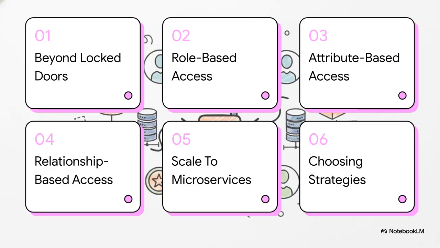Okay, here's our agenda for this explainer. First, Section 1, Beyond the Locked Front Door. Then Section 2, RBAC, Role-Based Access. Section 3, ABAC, Attribute-Based Access. Section 4, ReBAC, Relationship-Based Access. Then we'll tackle Section 5, Scaling to Microservices, and finish up with Section 6, Choosing the Right Strategy. We're going to methodically scale up the complexity of access control so you can see exactly how these systems evolve.